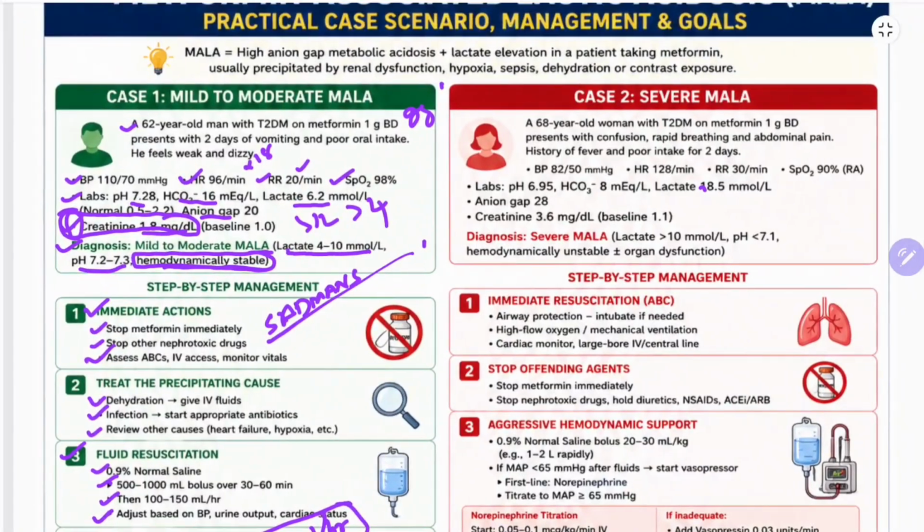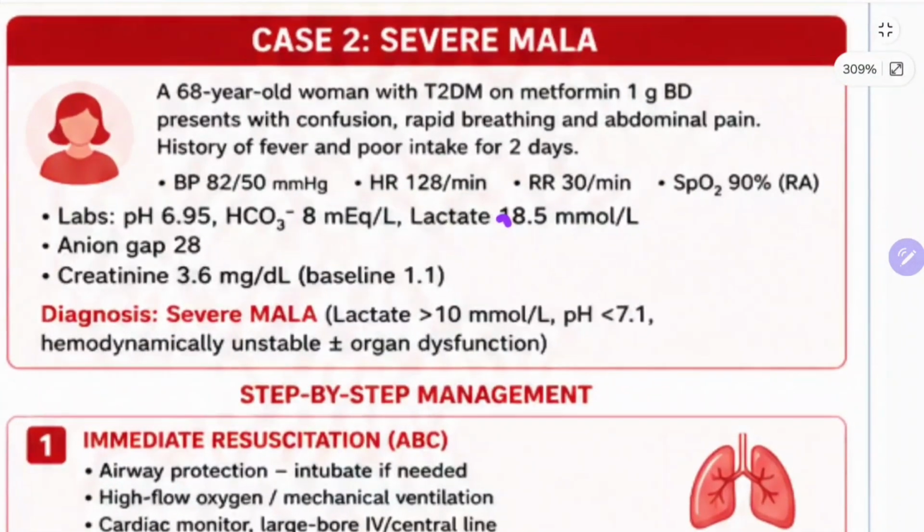Now coming to severe MALA, severe metabolic associated lactic acidosis. A 68-year-old woman with type 2 diabetes on metformin 1 gram twice daily presents with confusion, rapid breathing and abdominal pain. There is a history of fever and poor intake for 2 days. The BP has fallen. It is a red flag.